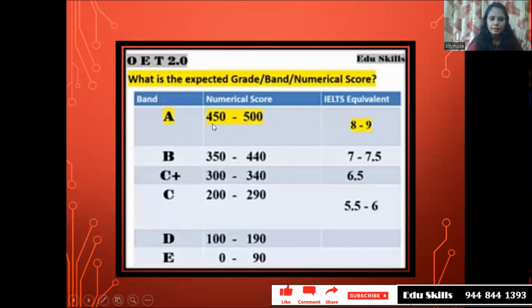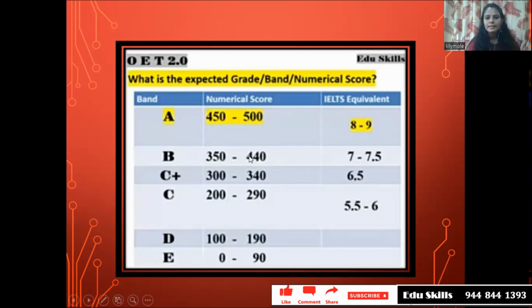Never ever think about a score of 350. Always look for the A grade, so you will get a decided score and you can crack your OET. Grade A is 450 to 500, grade B is 350 to 440, C plus is 300 to 340, C is 200 to 290, D grade is 100 to 190, and E grade is 0 to 190.